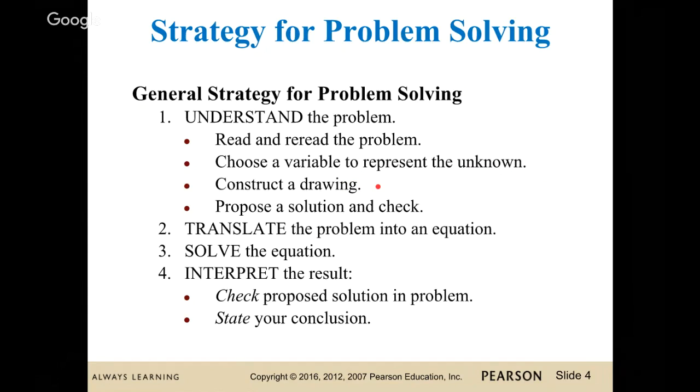They strongly suggest that you make a drawing, and I would encourage that as well. Make sure you have some scrap paper with you when you're doing word problems and draw out what the question is. If it's a question that can be done visually, it will help you out a lot.